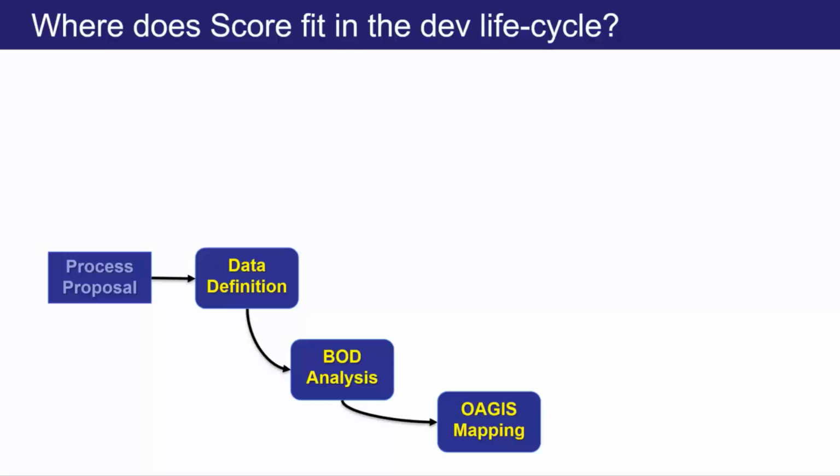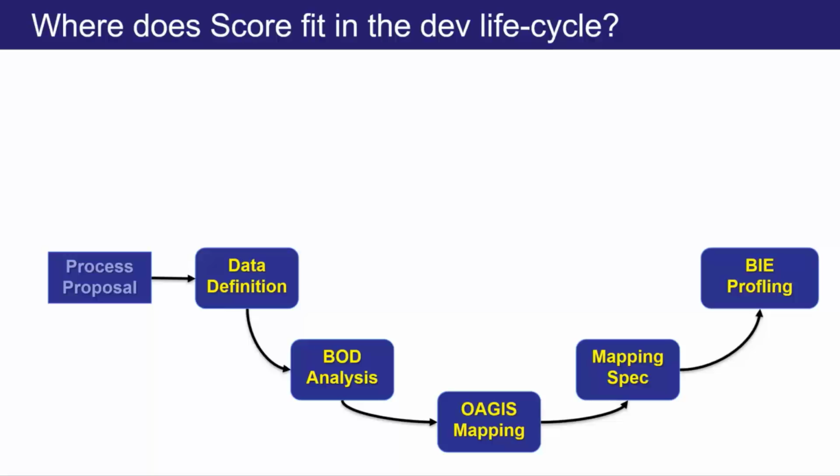And then we start the OAGIS mappings from the original data definition and the export format coming out of System A and map that to OAGIS. That usually results in a developer mapping specification. That's what the analyst hands to the developer and says, okay, you can start coding according to this specification. And in SCORE, we have BIEs. Our BODs align with business information entities in SCORE.